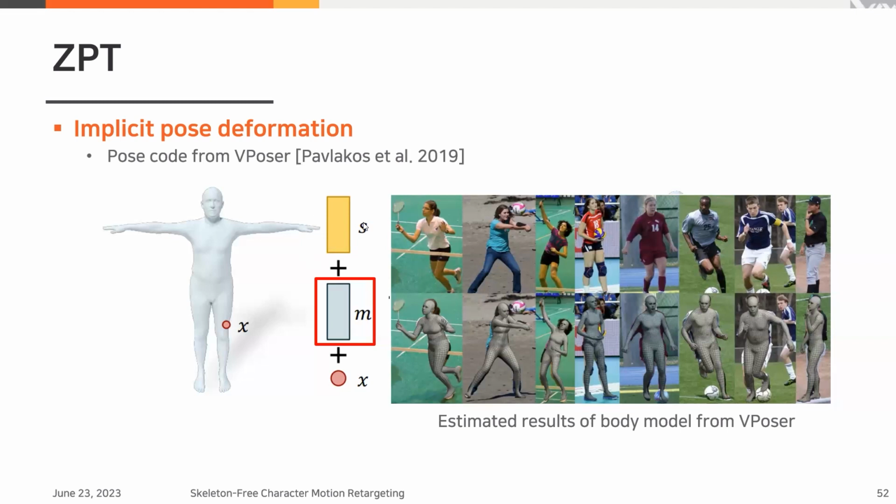Yeah, sorry for the bad answers. I think the shape code is the shape parameter of the SMPL, since the pre-poser predicts the shape and the pose. And what was the M representing? M is the pose code for the pre-poser, the blind shape code.